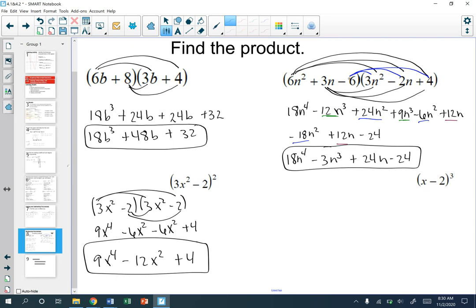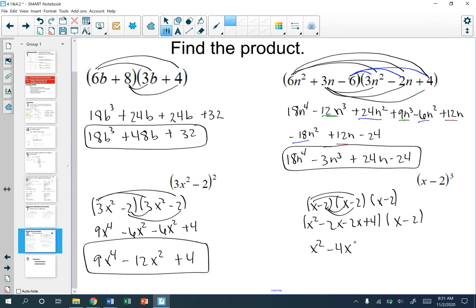There's my answer. Last one here, same thing, we cannot distribute that cubed, so we have x minus 2 times x minus 2 times x minus 2. So these get kind of tricky, so what I do is I FOIL the first two terms, then multiply by that last term. So I have x squared minus 2x minus 2x plus 4. If I simplify that, I have x squared minus 4x plus 4.